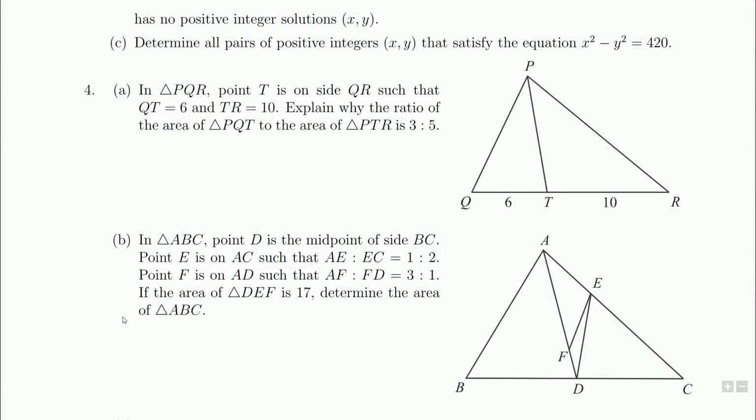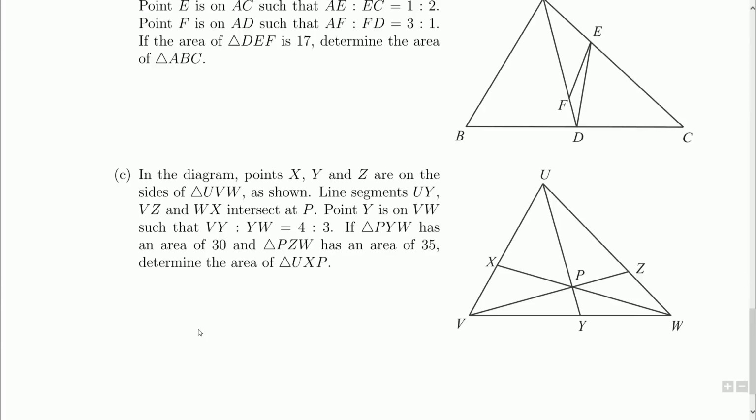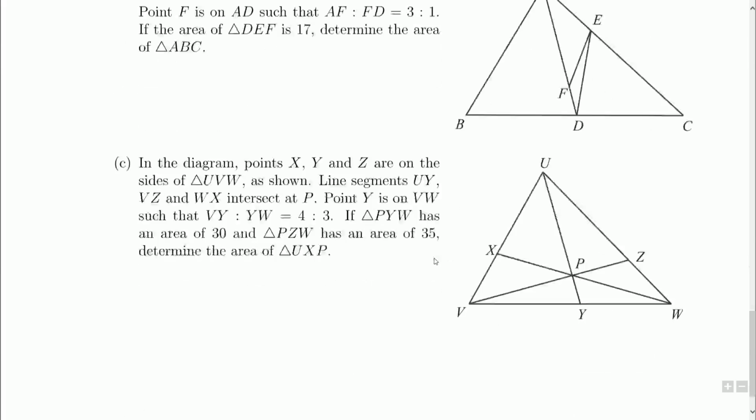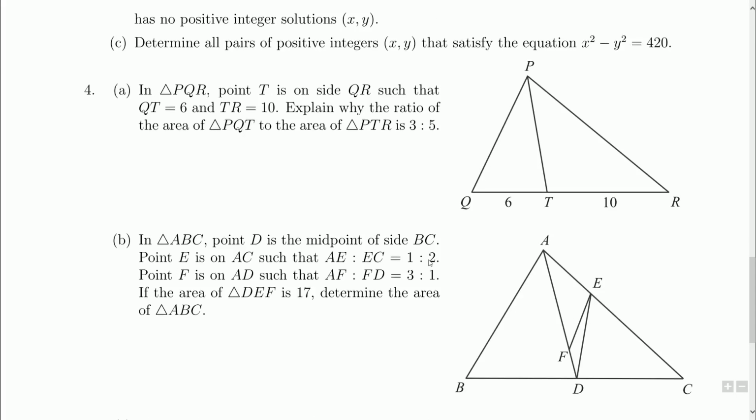We're going to finish off the 2010 Galois paper in this video with question number 4. Question 4 is a lot of triangles. It's got three parts, right? Yeah, there's the end of the contest. So we've got 3 parts here. Looks like we're working stuff out with triangles. If we skim the questions, it looks like we're looking for areas. But let's actually read these.